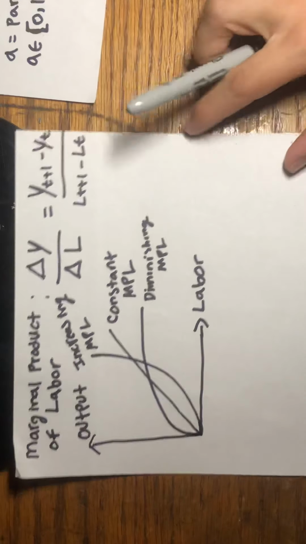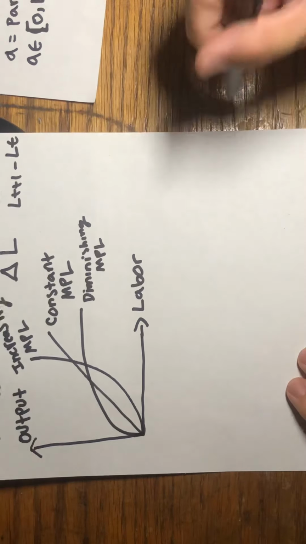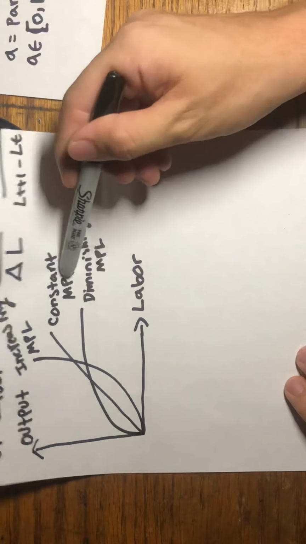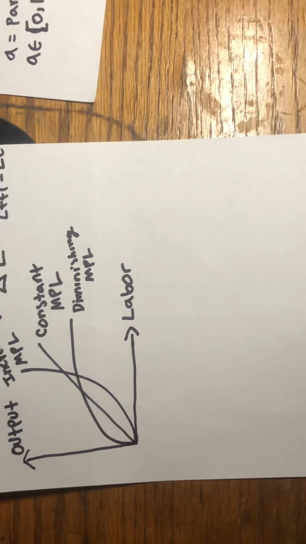So this is all review, by the way. Okay? Now, the same thing could be said for marginal product of capital. So if you want to look at marginal product of capital, just change everything from L to K, and it's the same thing. It's symmetric, the same exact thing.